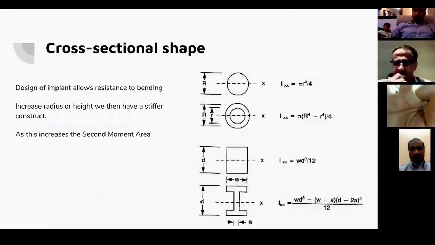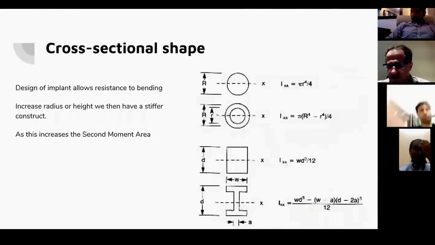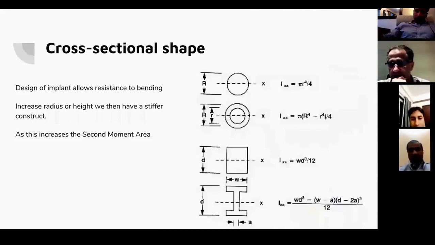If, for example, you're using a rod, if you increase the radius of the rod, you have a stiffer construct using your second moment of inertia. That formula is pi r to the power of 4 divided by 4. And that's quite a significant number to remember, because if you double the radius, you're multiplying the stiffness by a factor of 16.